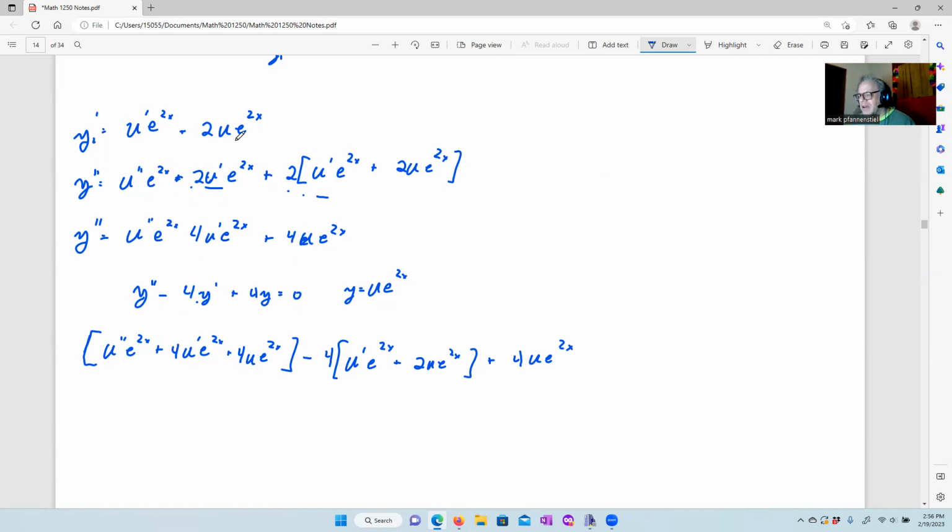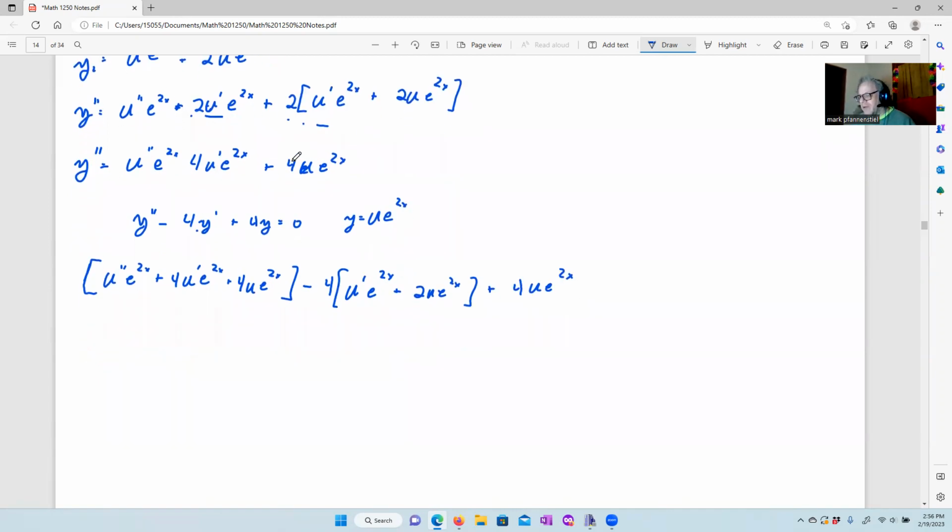All right. Now we've got a little bit of algebra cleanup to work on. We could do this more abstractly. I recommend that you do, but this is always going to work out this way. So we have u double tick e to the 2x plus 4u tick e to the 2x plus 4u e to the 2x minus 4u tick e to the 2x minus 8u e to the 2x plus 4u e to the 2x.